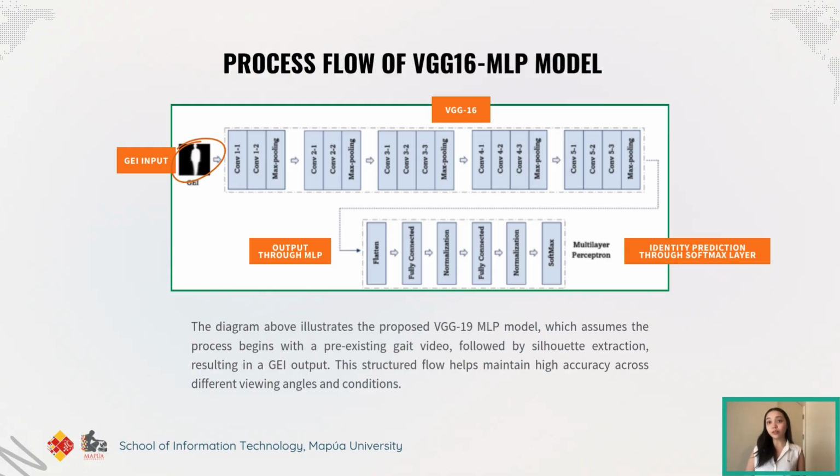The workflow starts with video footage of a person walking. From the video, we extract silhouette frames, which are then averaged to produce the GEIs. These images are resized to fit the VGG16 input dimensions and passed through the network for feature extraction. The resulting feature vectors are input to the MLP classifier, which outputs the predicted identity. Each step is optimized for accuracy and efficiency, and the overall pipeline demonstrates how deep learning models can be tailored to specialized visual recognition tasks.